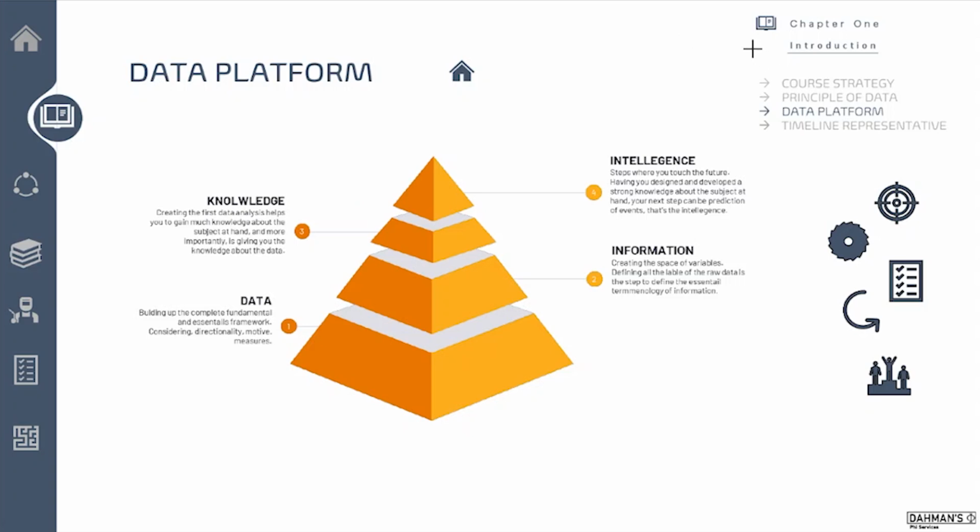Hi, welcome back. So we're in chapter 1, introduction, to discuss the outline of the data platform. In this outline, I'm going to share with you a principal pyramid that is important to understand in order to visualize the meaning of prediction. As we have explored in the previous section, the principle of data and how we could look at data from the wider image of existence.